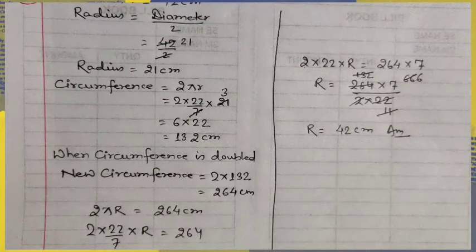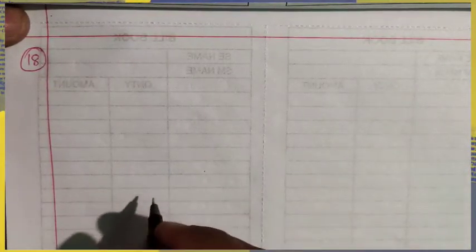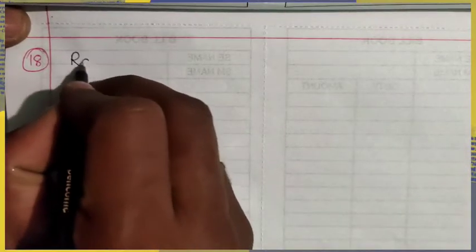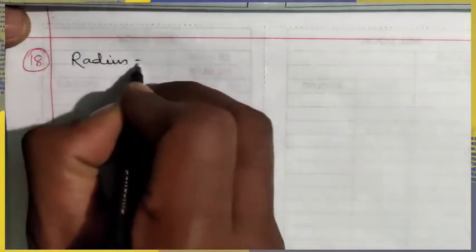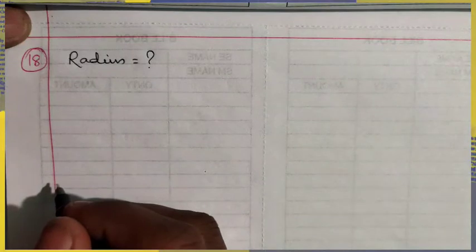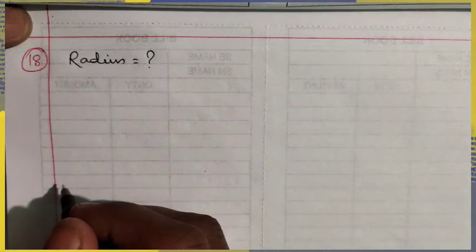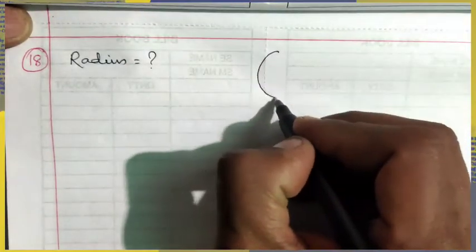Now we are moving to the next question and we will be solving question number 18. Question number 18 is saying find the radius of the circle. It means we have to calculate the radius. Find the radius of the circle whose circumference is equal to sum of circumference of circle having radii 15 centimeter and 8 centimeter. This question we have to understand. Question has said we have to find the radius of a bigger circle.